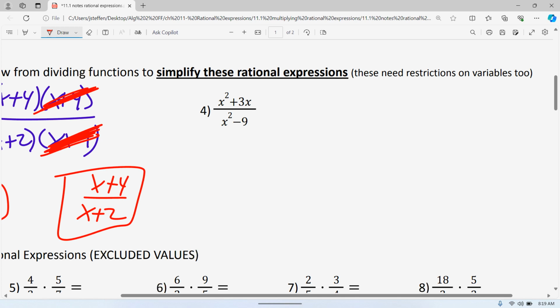These sometimes are called restrictions on the variables. I thought about changing that, but I thought it was not a bad idea to expose you to a new definition. So the excluded values are also restrictions on the variable. They both mean the same thing.